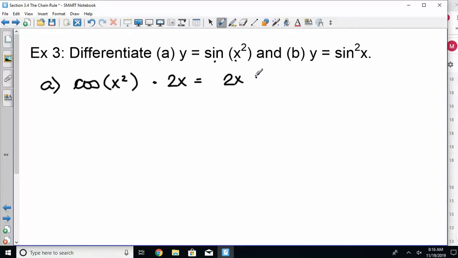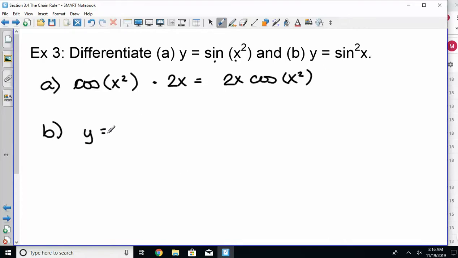So we just get 2x cosine of x squared. On B, keep in mind what that means.